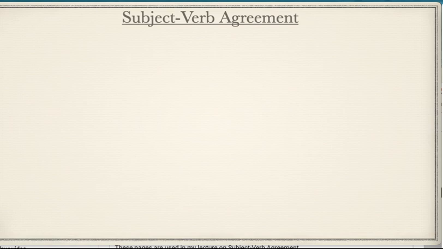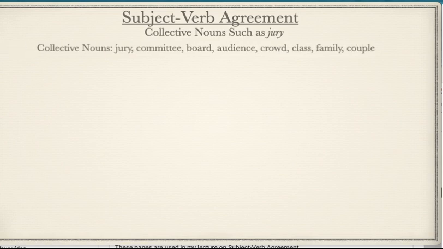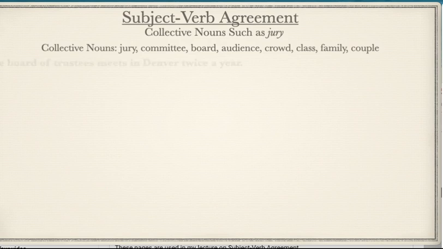Let's look at collective nouns, such as jury. Here's a sample list of what are called collective nouns, or collective means nouns that name a group. These are usually treated as singular. They emphasize the group as a unit. So, thus singular. Here's an example. The Board of Trustees meets in Denver twice a year.